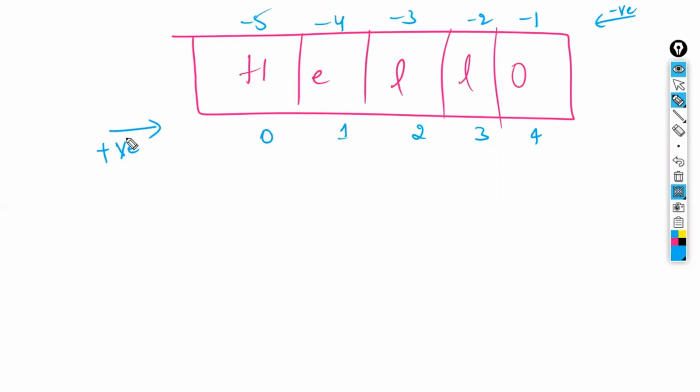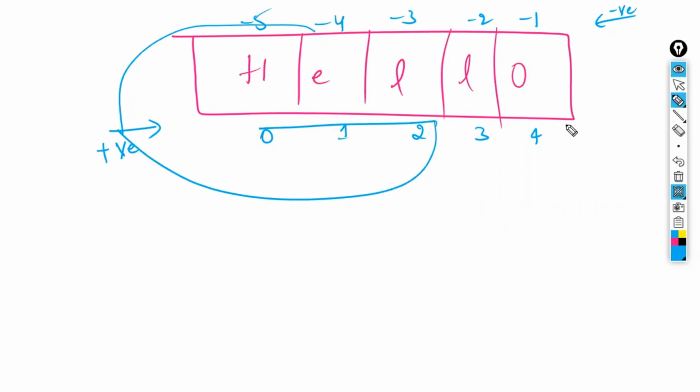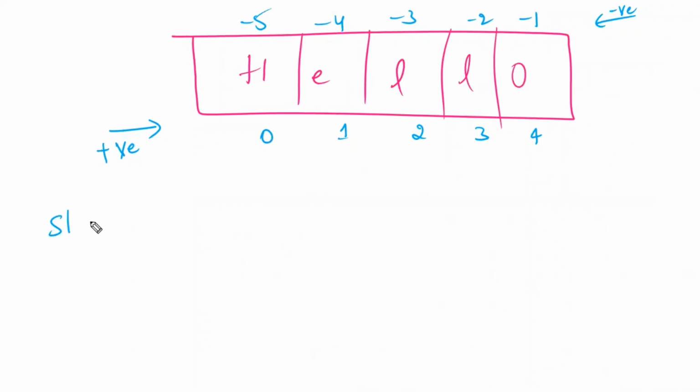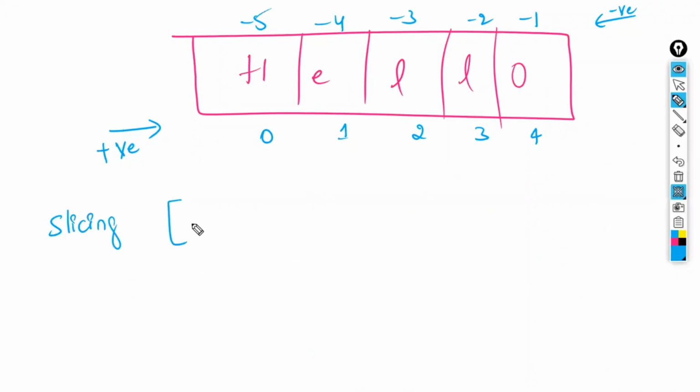From here, again, we can't come back to here. This is not possible. If you are starting from this location, you can go up to here, but you can't come back again. You can't reverse, right? Now, in the slicing operation, to understand it in an easy way, I have told you the first one is the start, the second one is the end, and the third is the step, right?